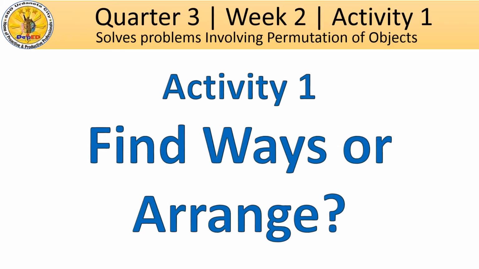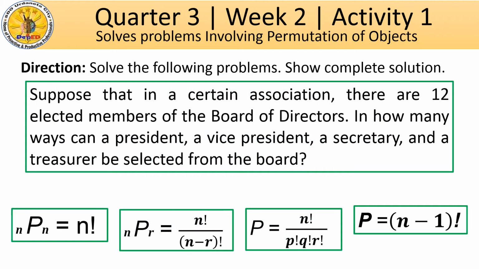This time, let's try to solve similar problems on Activity 1. Find ways or arrange. Direction: Solve the following problems. Show complete solution. Suppose that in a certain association, there are 12 elected members of the board of directors. In how many ways can a president, a vice president, a secretary, and a treasurer be selected from the board?